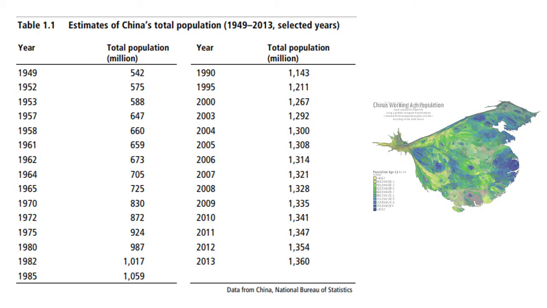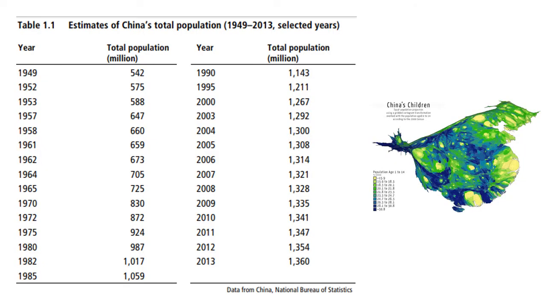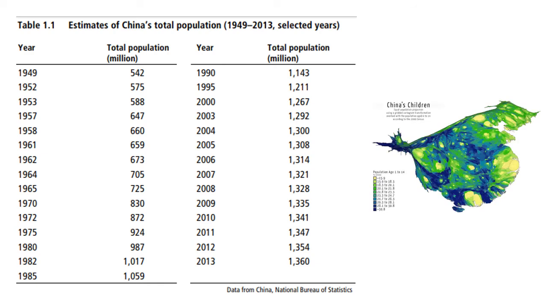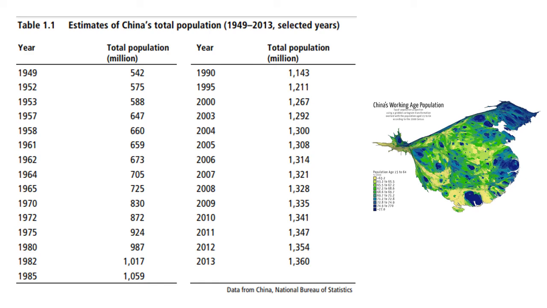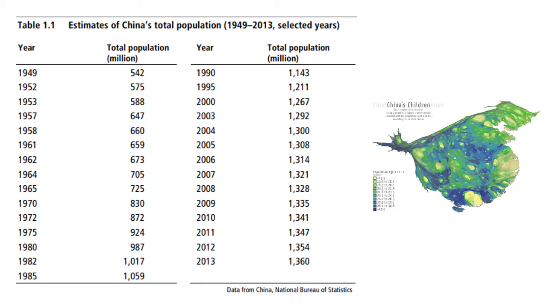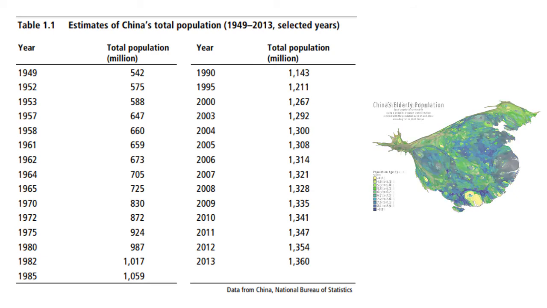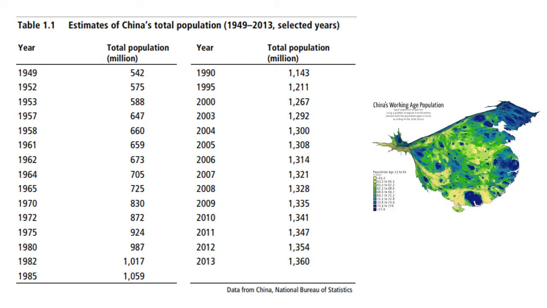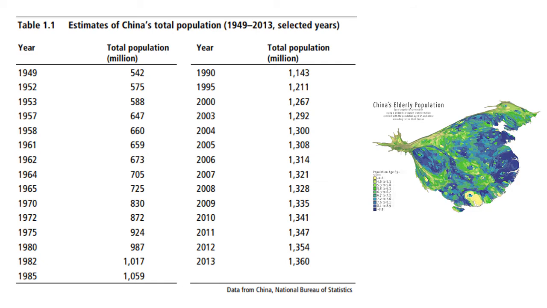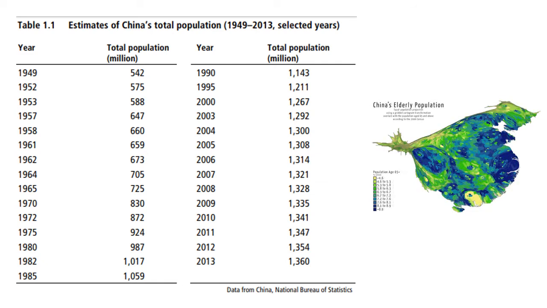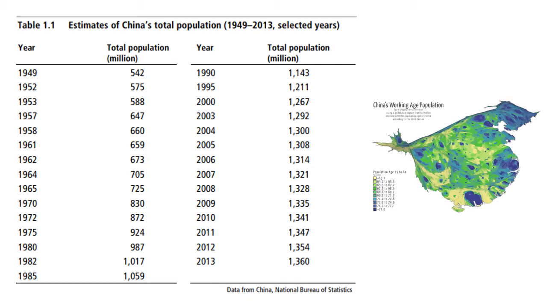So, you can see clearly in this table the estimates of China's total population from the year 1949 up to the year 2013, where we have selected several years where the data could be found from the National Bureau of Statistics in China. I think when you witness the figures, you can see that population growth since 1949 has not followed a consistent path.